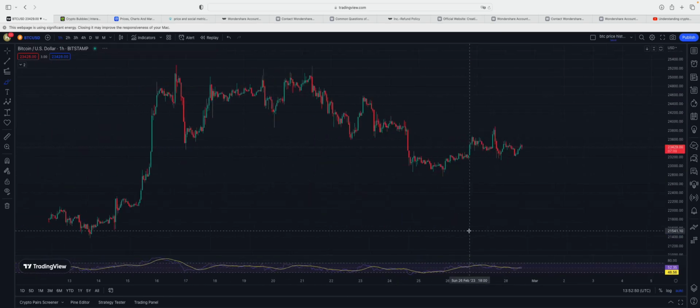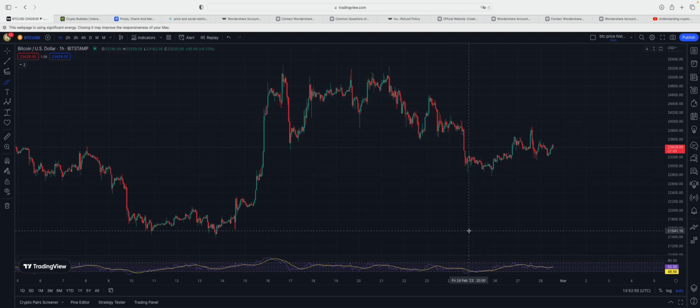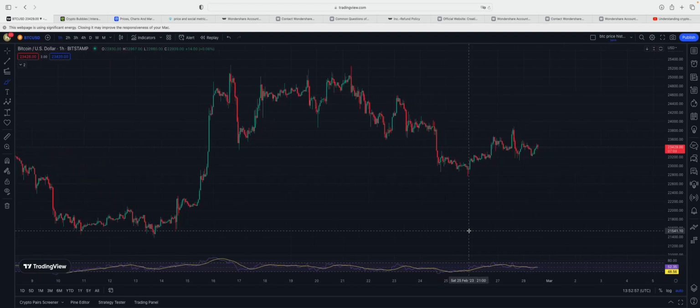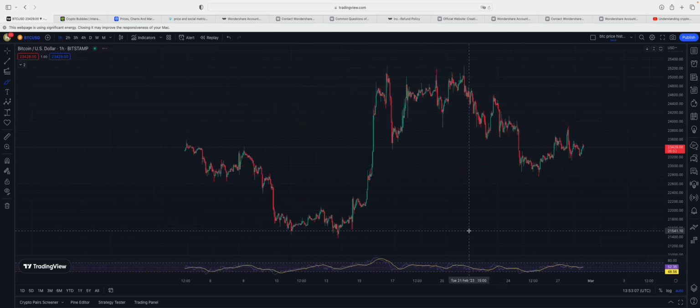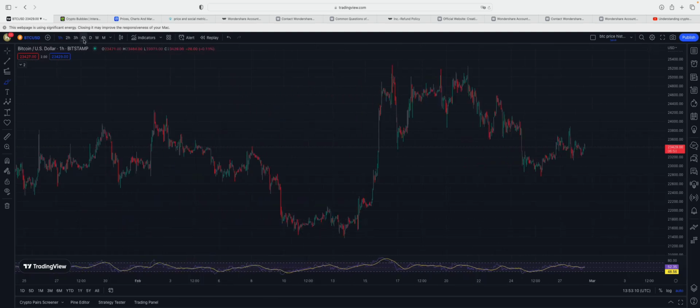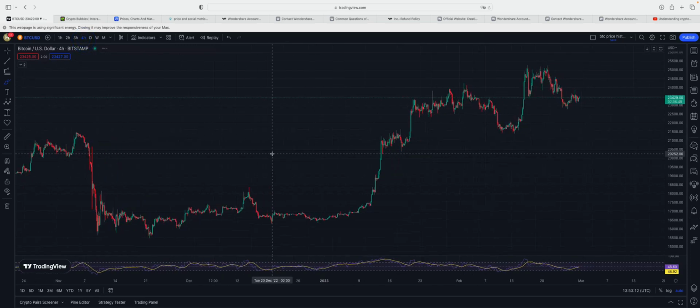Now, this is something I posted a video about yesterday on TikTok that we have been seeing happen over and over and over, and this is why I usually say fractal. It's a repetition of patterns that are interconnected with each other. Now, this is on the 1 hourly time frame. Let's go to the 4 hourly time frame.